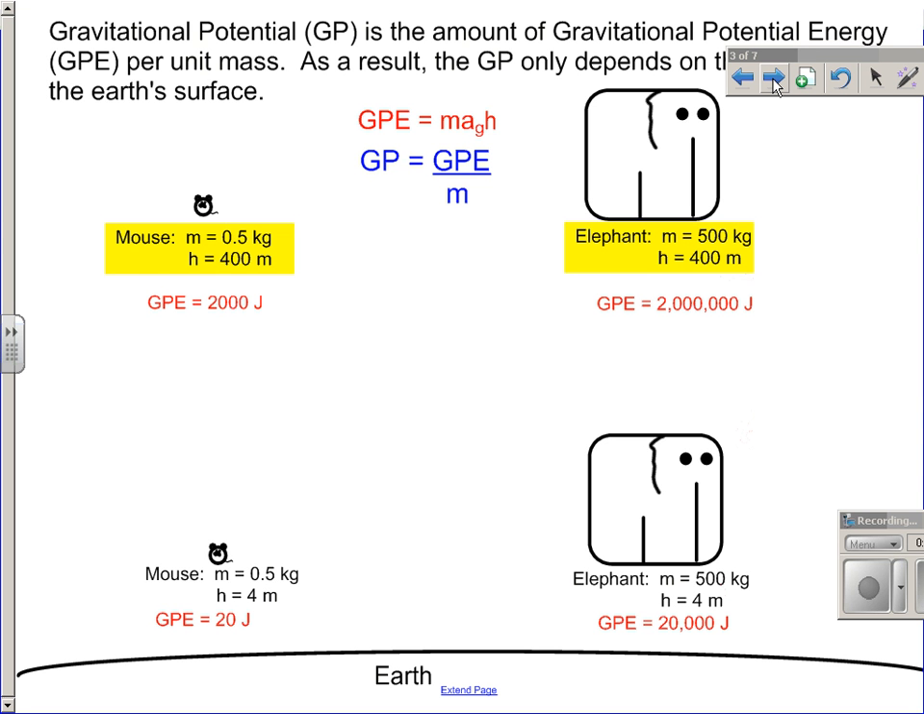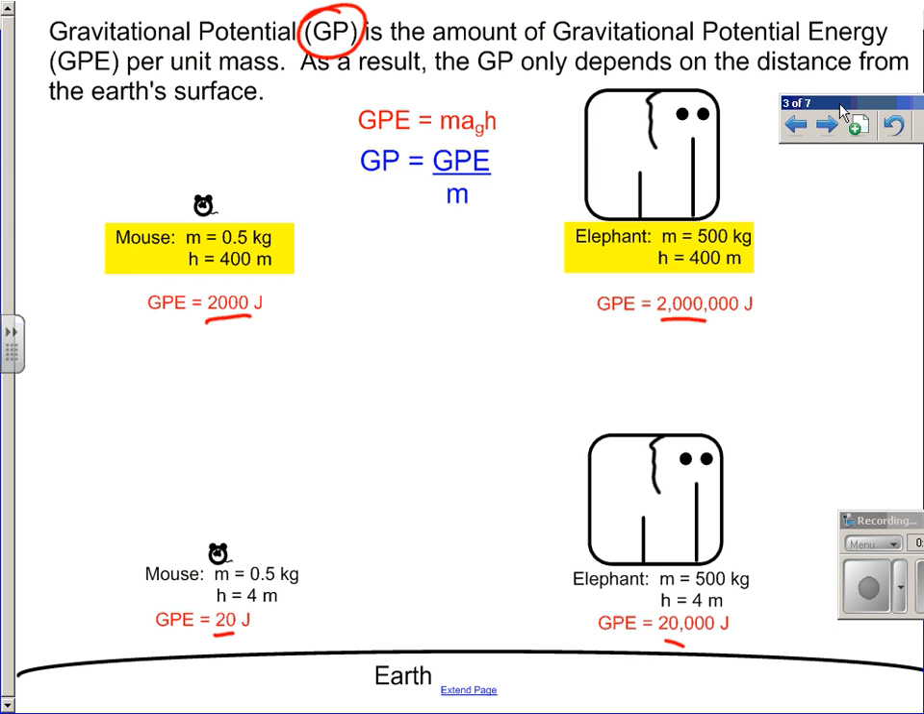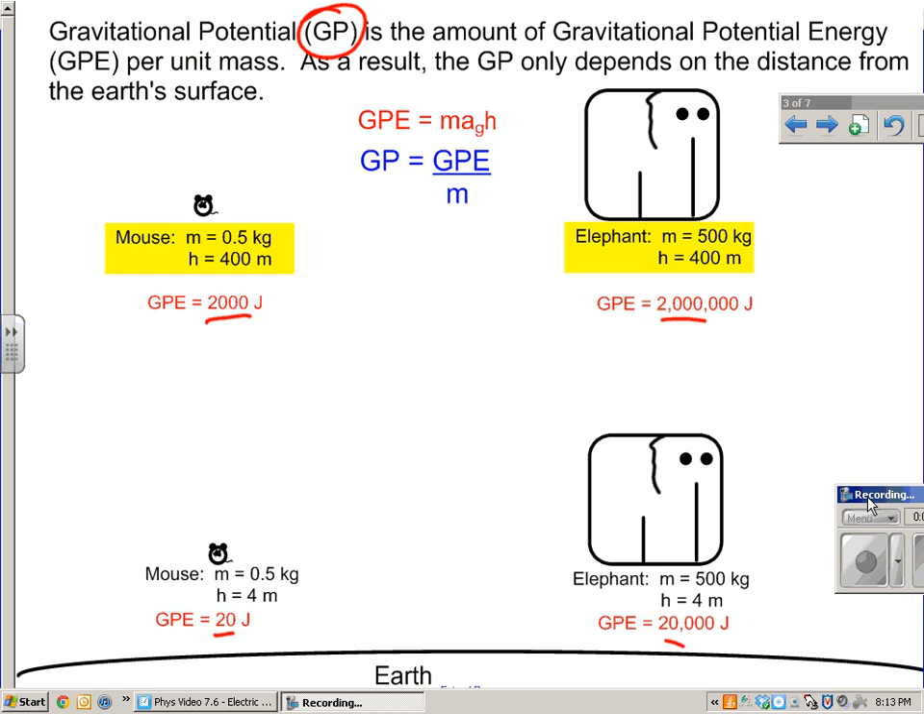So you'll notice the graphics on the screen are the same. I've just carried over the GPEs that we just calculated, right? Okay. So at the top of the screen, it says gravitational potential, which we are going to abbreviate as GP. Gravitational potential is the amount of gravitational potential energy per unit mass. And so as a result, the gravitational potential only depends on the distance away from the Earth's surface.